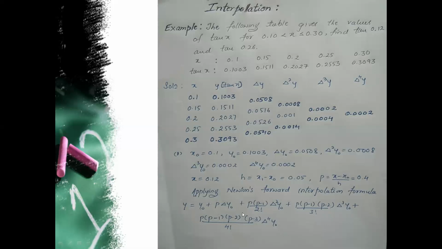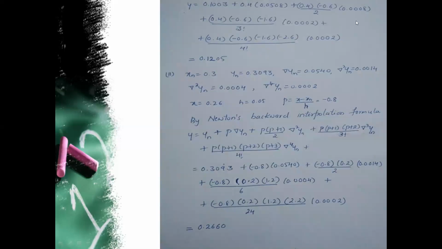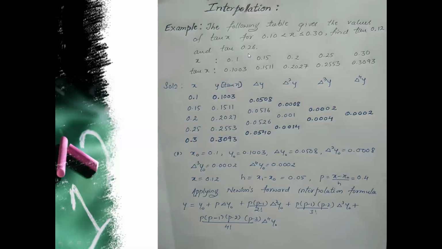Now we'll substitute the known values here. y naught is 0.1003, p is 0.4, then delta y naught 0.0508, and so on. Go on substituting all the values in the RHS of the equation. Then, simplifying, we get y as 0.1205. That implies tan of 0.12 is 0.1205.